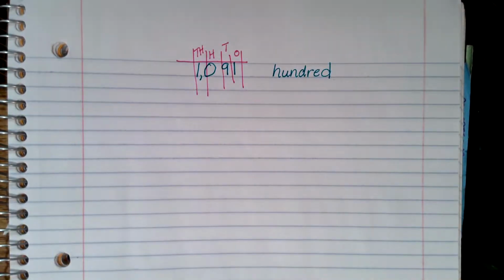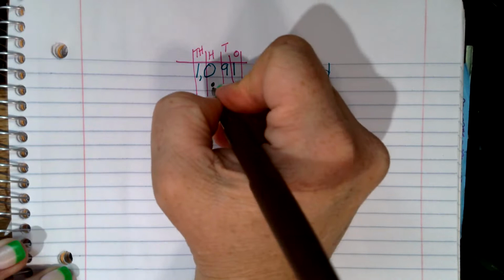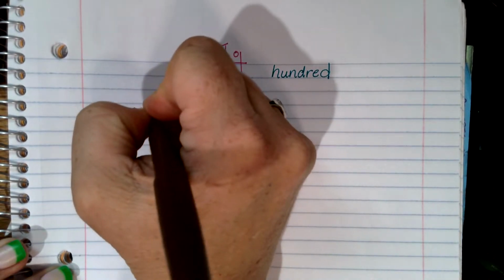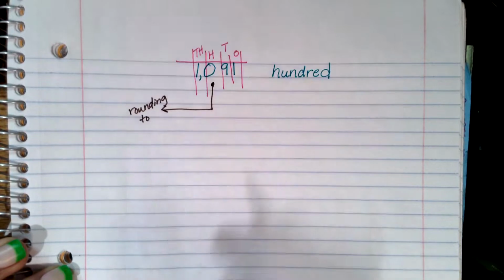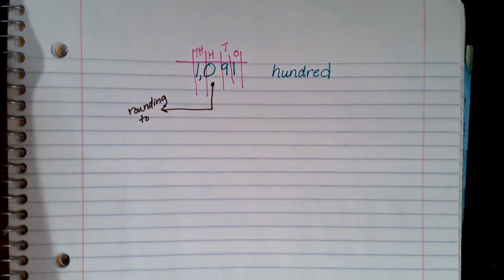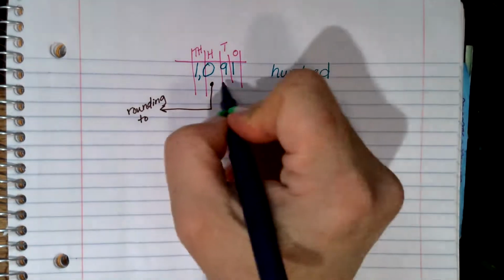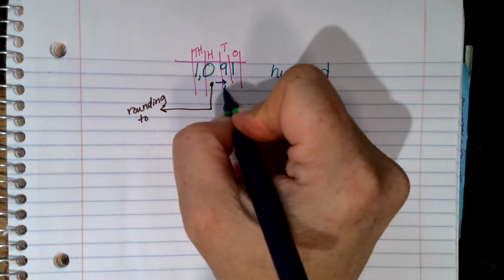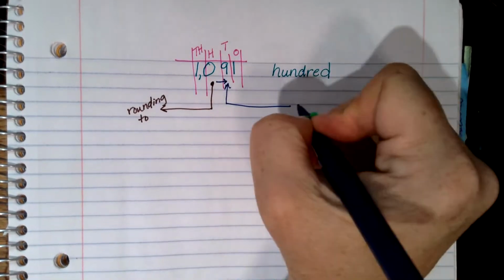We have the ones, we have the tens, we have the hundreds, we have the thousands. We figure out what place value we are rounding to. We are rounding to the hundreds place. This is the place value we are rounding to. Our number that is our decision maker is going to be the number to the right, the place value to the right. So it's going to be this number here. This is our decision maker.